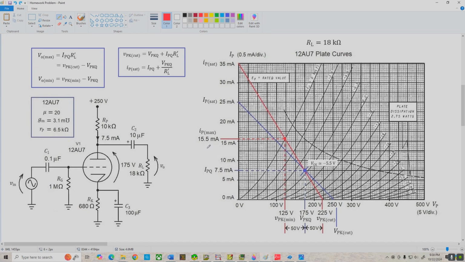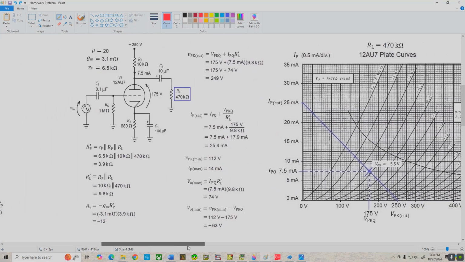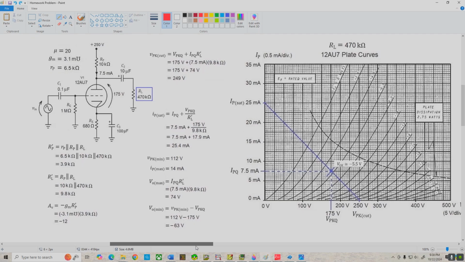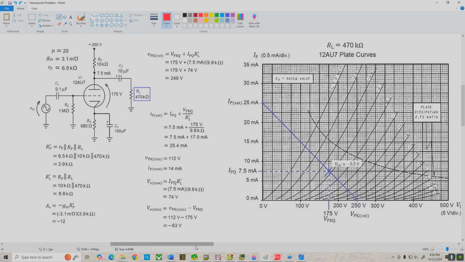Okay, so that concludes the first half of the homework problem. Now we want to see what happens if we increase the load resistor to 470 k ohms. So let's go on over to the next page. And rather than going through all the calculations by hand, this time I'm just going to present the results. It'll speed things up a bit.